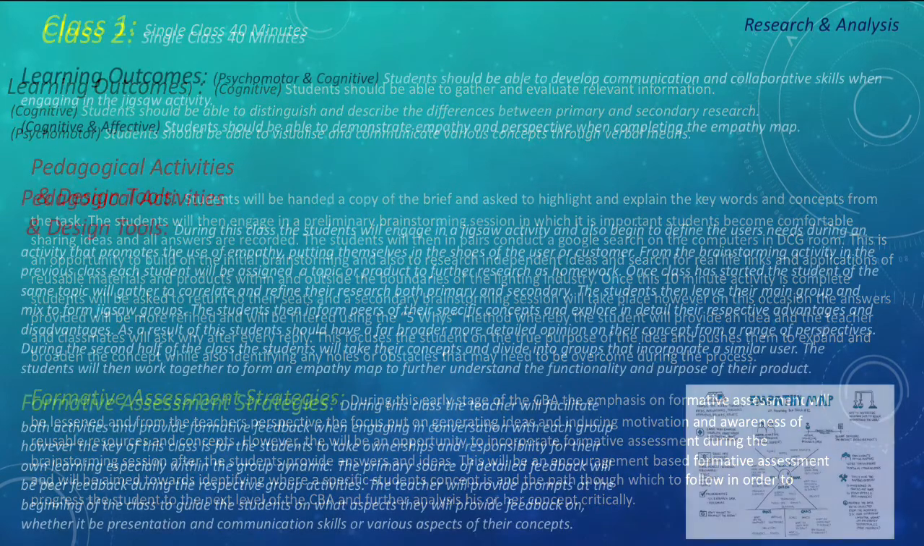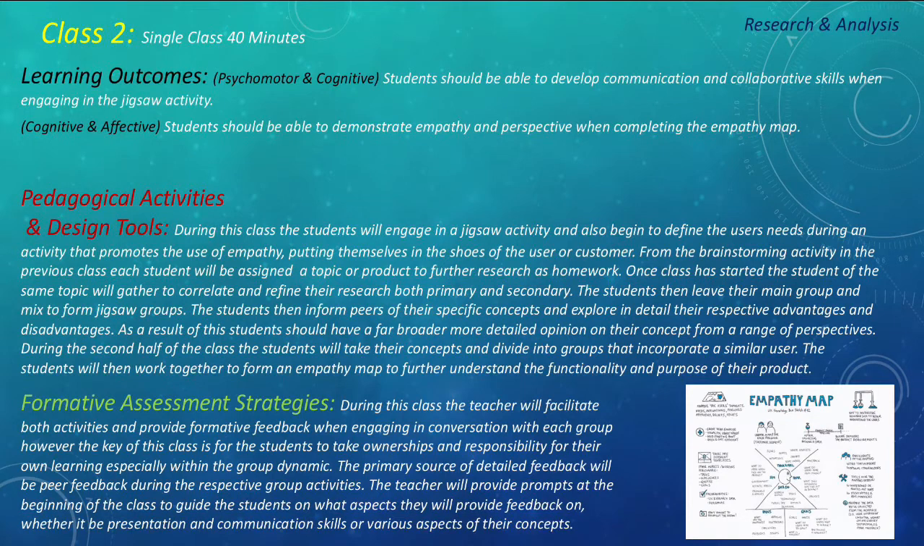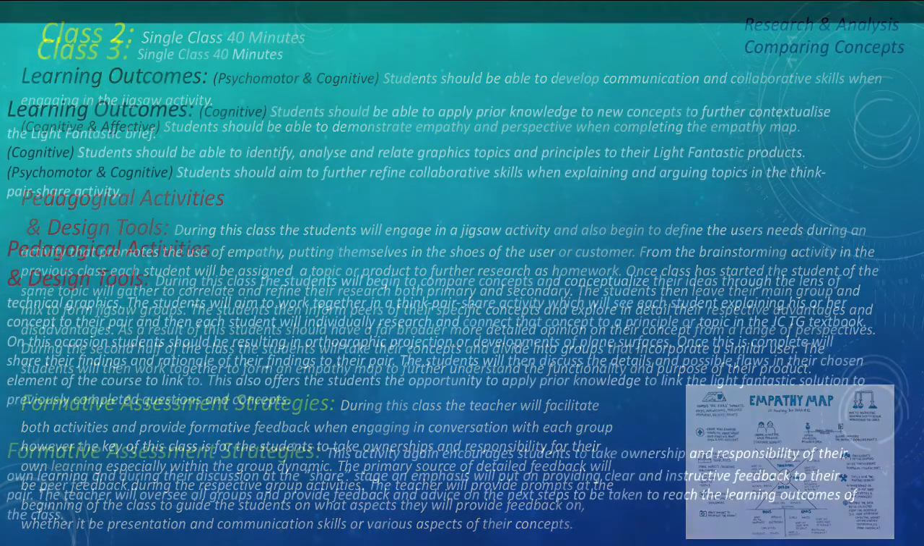Next, we move on to Class 2. The key of this class was to enhance students' communication and collaboration skills when engaging in the jigsaw activity. The jigsaw activity further enhanced the research capabilities and the knowledge of the students in the particular area of renewable and reusable materials. This class also relies heavily on the introduction of peer feedback and the quality of feedback that each student gives to each other during the jigsaw activity.